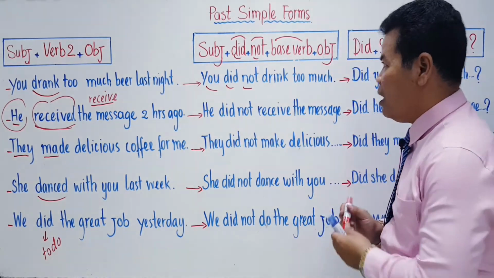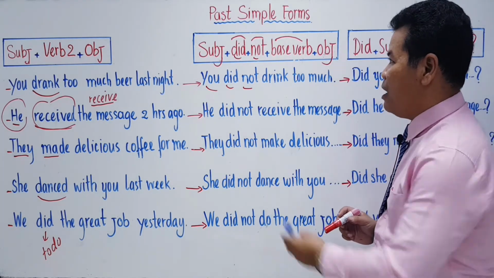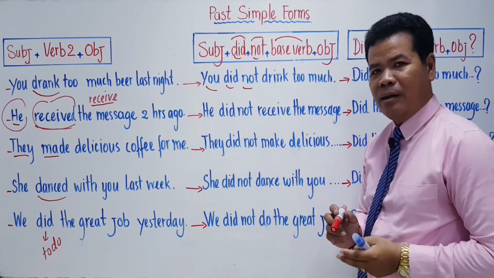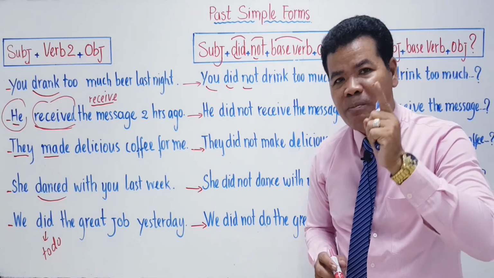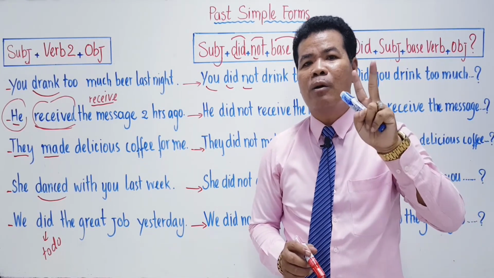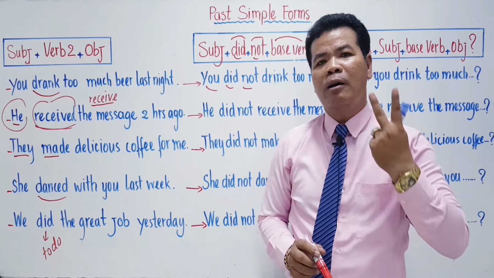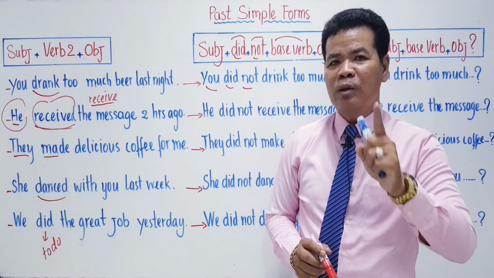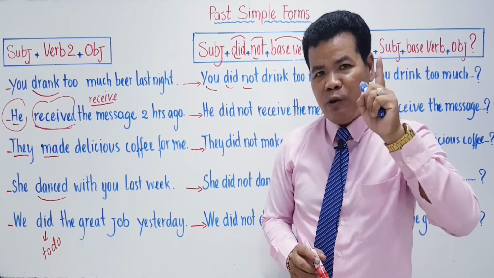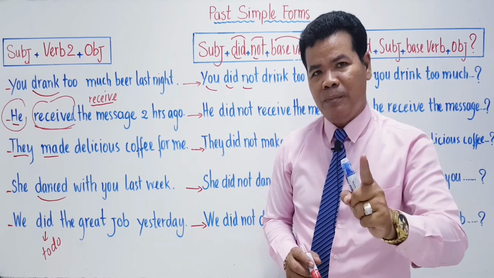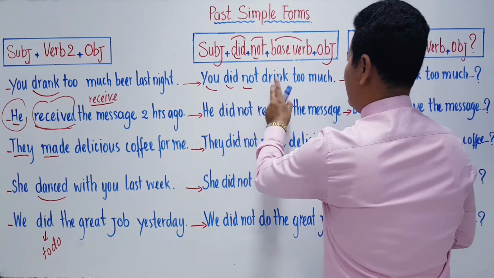So you cannot say, you did not drank too much beer last night. You cannot say, you did not drank. Okay? It changed to base verb. That's why I want you to remember two columns of the verb: the base verb form and the second verb form, which we call past simple verb. You do not just remember only one verb, like the second verb, right? You have to remember the base form of the verb and also the second verb, past simple. Okay? So, you did not drink too much.